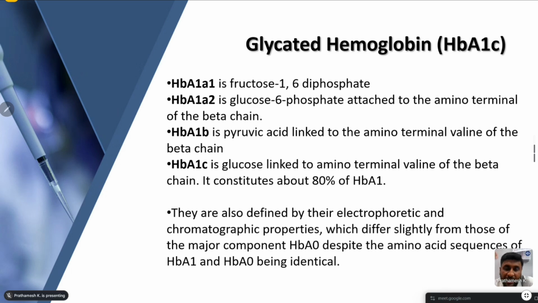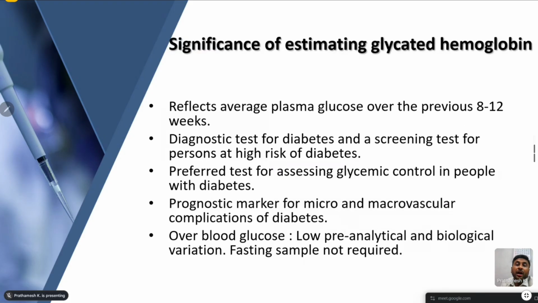These different fractions of HbA1 can also be defined by their electrophoretic and chromatographic properties, which differ slightly from those of the major components of adult hemoglobin. So what is the significance of estimating glycated hemoglobin? The most important is that it reflects average plasma glucose over the previous 8 to 12 weeks, the lifespan of the RBC. Your fasting, PP and random glucose give you the instant levels, but how was your glucose control over the past 3 months? That idea you can get from glycated hemoglobin.